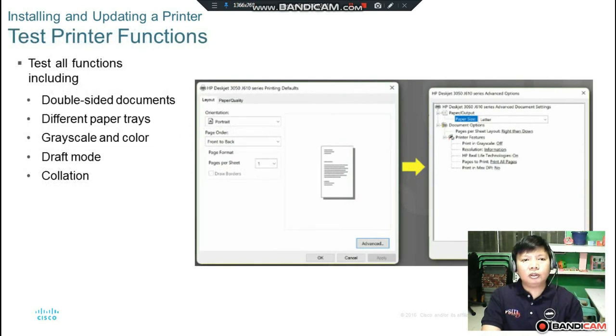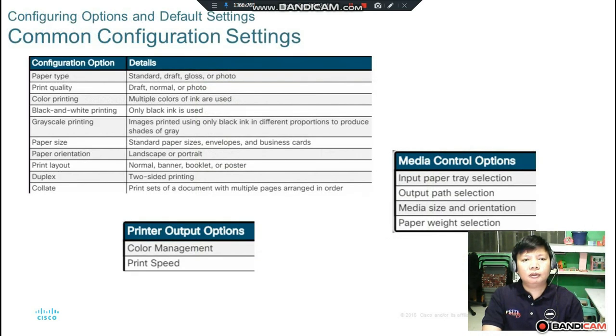Test printer function. Test all functions including double-sided documents, different paper trays, grayscale and color, draft mode, collation. Common configuring settings, configuration options and details: paper type, print quality, color printing, black and white printing, grayscale printing, paper size, paper orientation, print layout, duplex, collate.